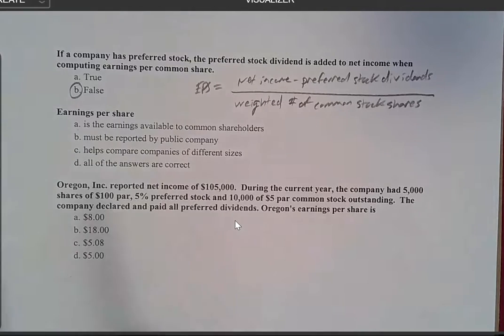This is a requirement. Remember, we said that one of the disadvantages of the corporate form of business organization is government regulation. Well, this is part of that. Publicly traded companies must report earnings per share. C, helps compare companies of different sizes. This is also a true statement. And I want you to understand something.